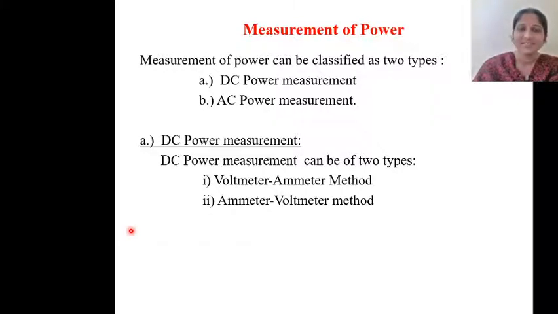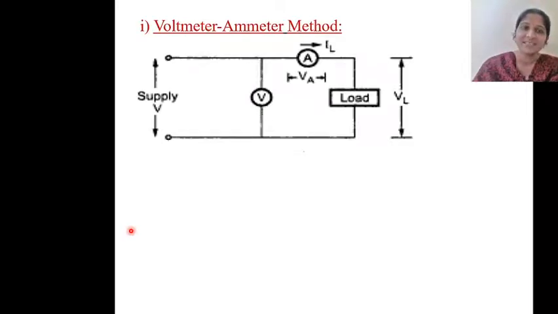Coming to the first one, the voltmeter ammeter method. The name itself indicates it consists of one voltmeter and one ammeter. Which comes first is decided by the name. So voltmeter ammeter method means the voltmeter has to come first and the ammeter later. Here the supply voltage is given to the load through the voltmeter and ammeter.